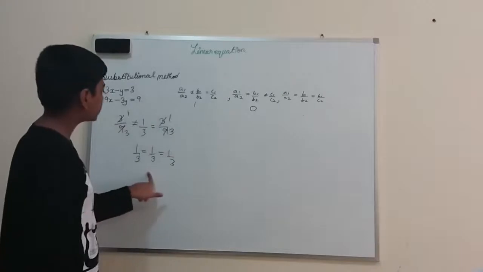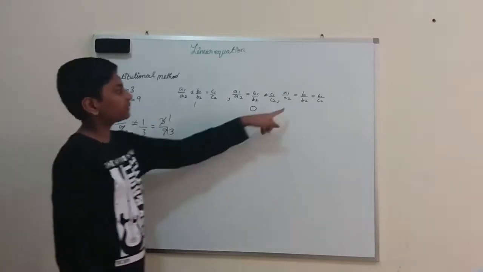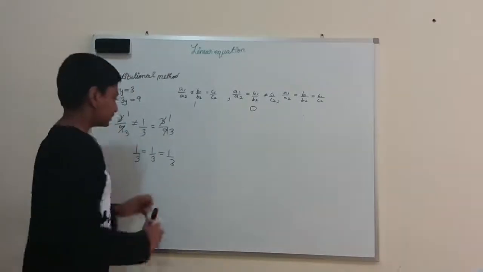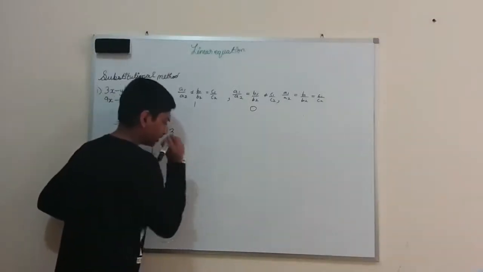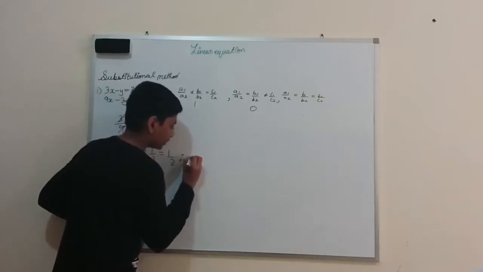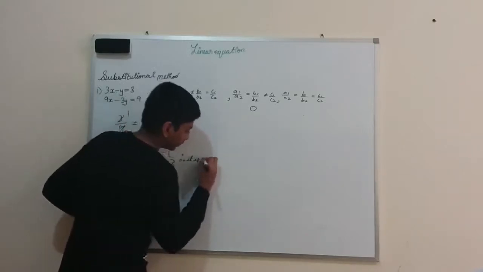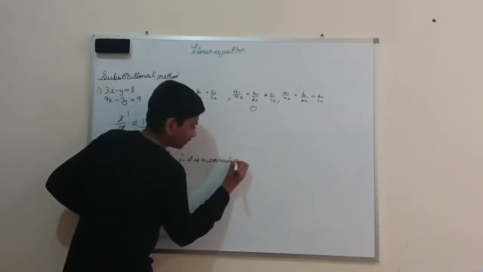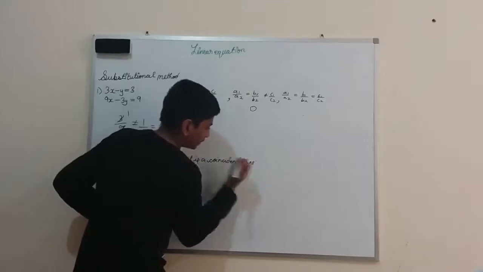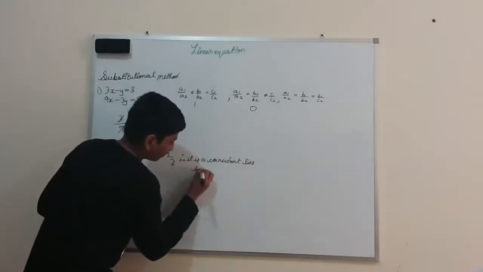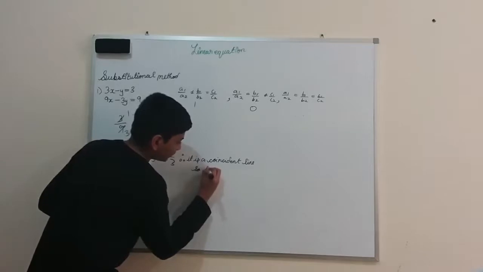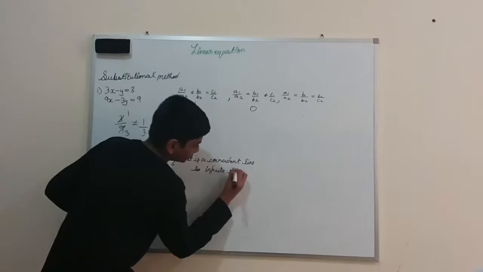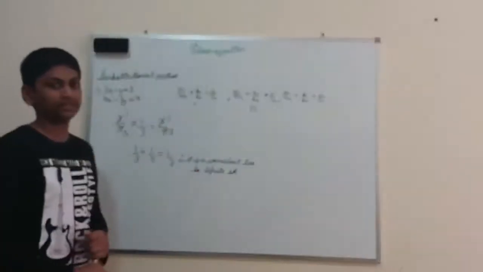So what type of equation is this? What type of line is it? Nothing but the coincident line. So coincident line means what will our answer be? Simply, therefore, it is a coincident line. So infinite solutions. So this will be our answer for this question.